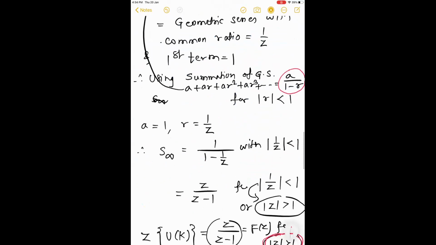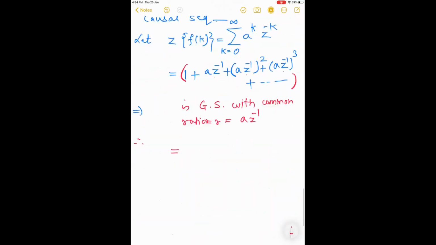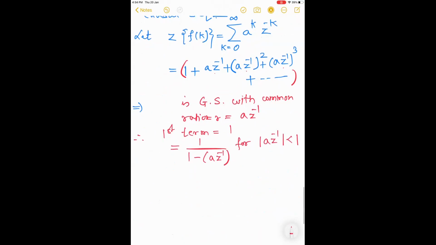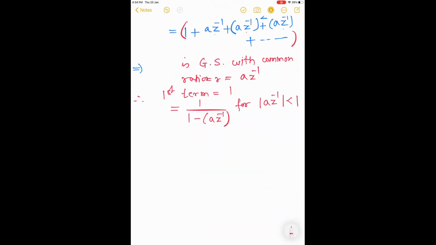So what is the first term here? What is the first term? 1. So it is 1 upon 1 minus r. r means a z raised to minus 1, for modulus of r less than 1. Correct? And just simplify this. This is 1 upon 1 minus a upon z, and for mod a upon z less than 1.